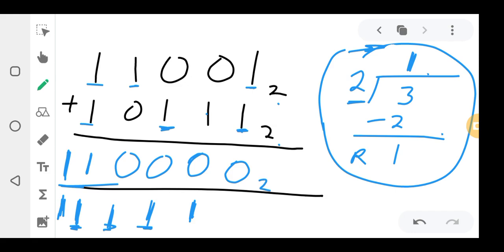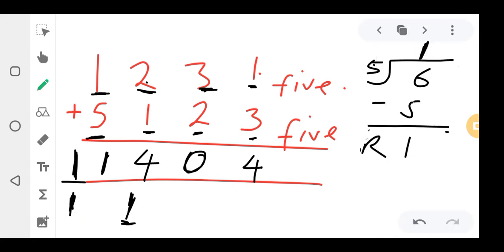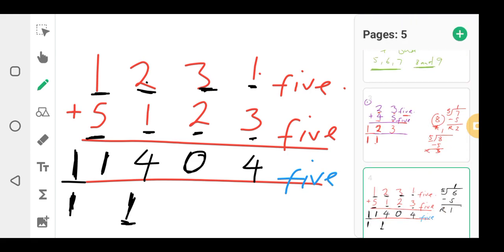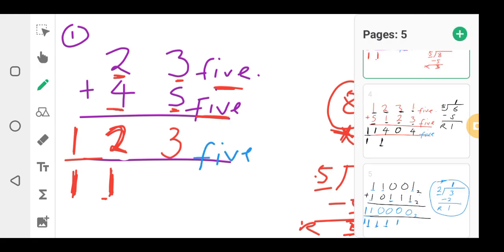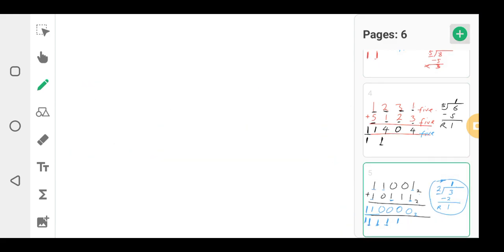And then base 2. Even this is base 5. I forgot to put 5 there. Base 5. Same here again. We forgot to put base 5. Guys, we are adding these. So roughly, that's how you solve this type of question.